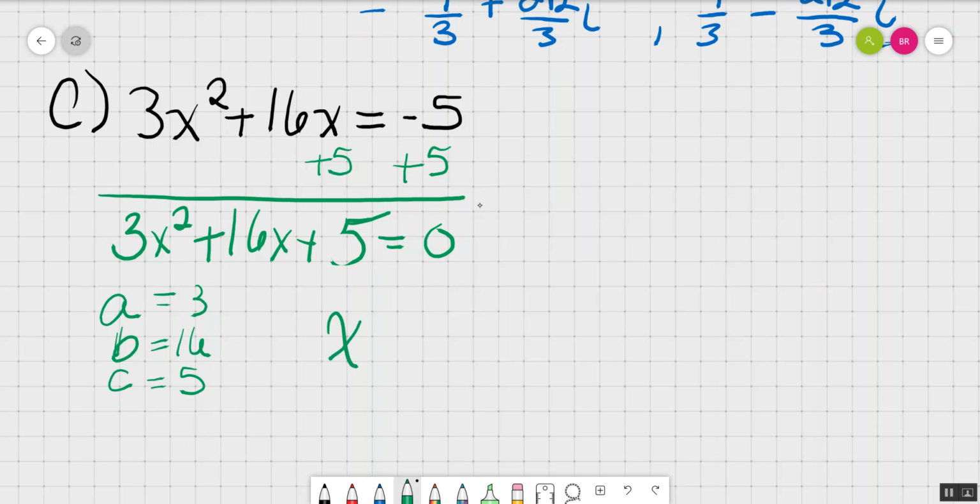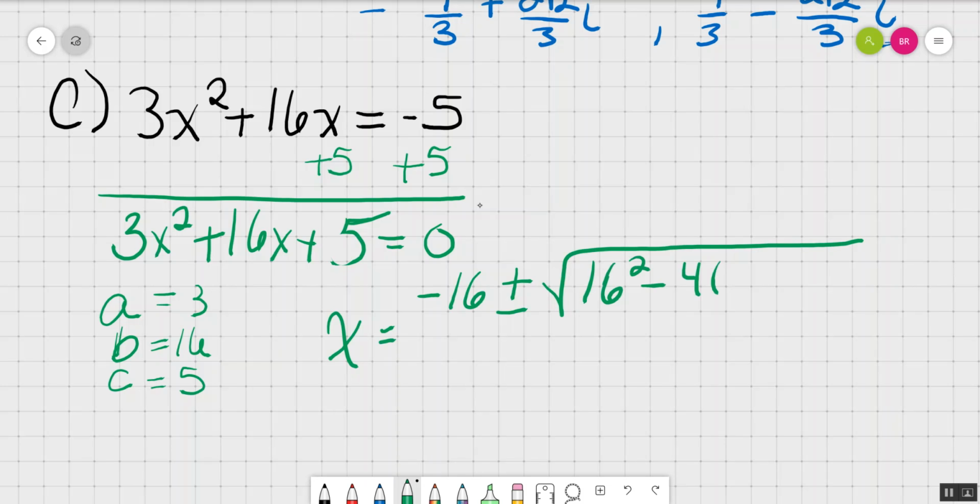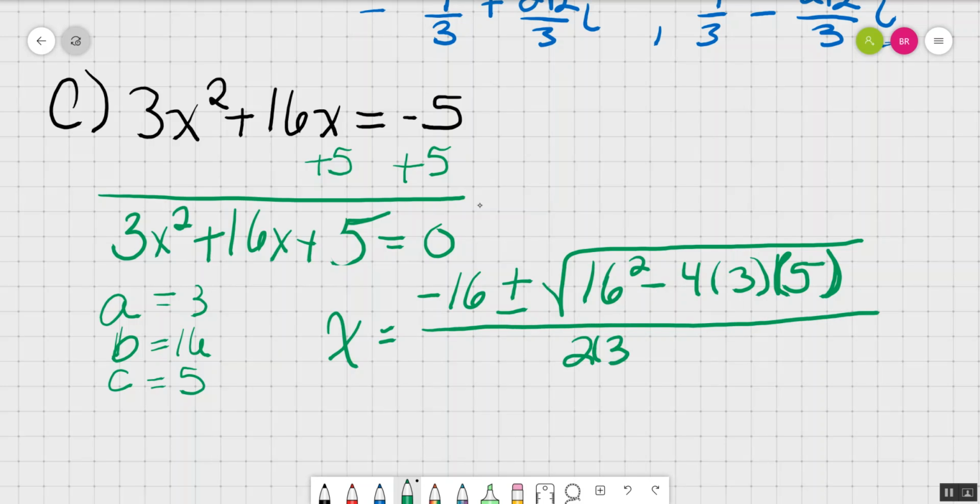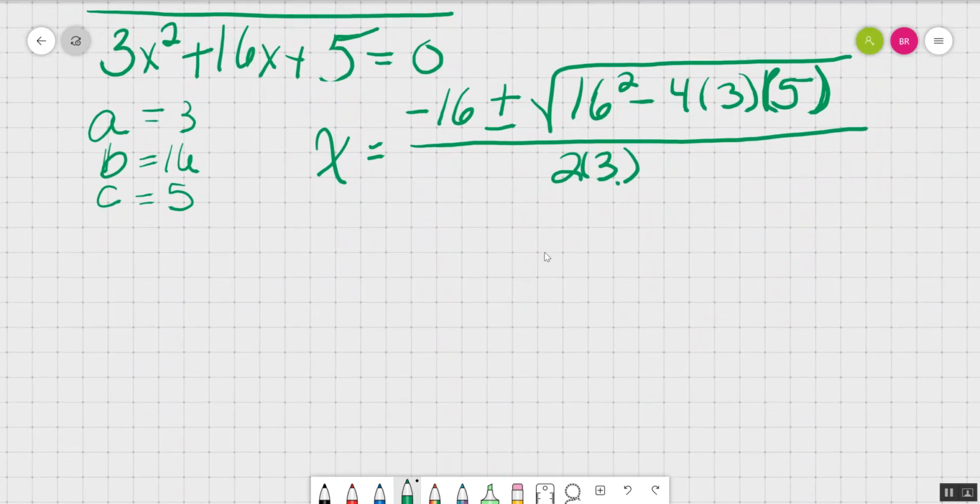Okay, so what's x? It's the opposite of b, so negative 16 plus or minus the square root of 16 squared minus 4 times a times c. Careful, make sure your parenthesis looks round and not like a 1, all over 2 times a. Oh boy. So, yep. This is going to get big. It'll be okay. Let's see.